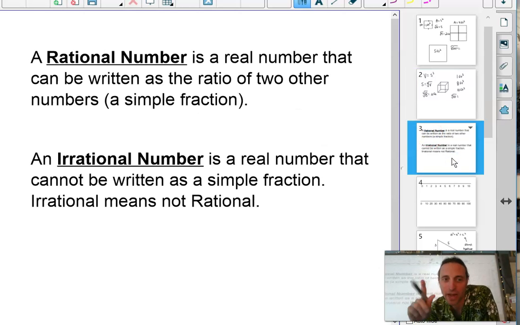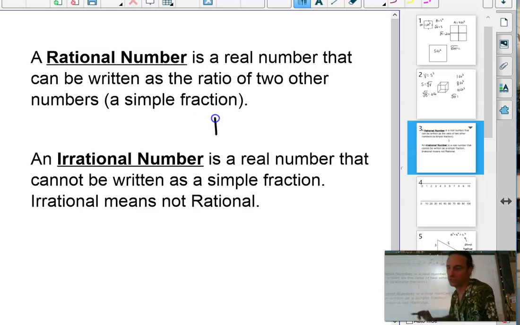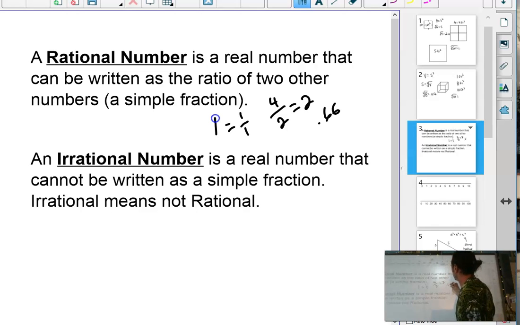So let's just back up 1 second. A rational number is a real number, it's not imaginary, you're going to learn about these another time, that can be written as the ratio of 2 other numbers, a simple fraction. For example, 1. Well, that's 1 over 1. Or like 4 over 2. Well, that's just 2. Or 0.66 repeating. Actually, that's just 2/3.